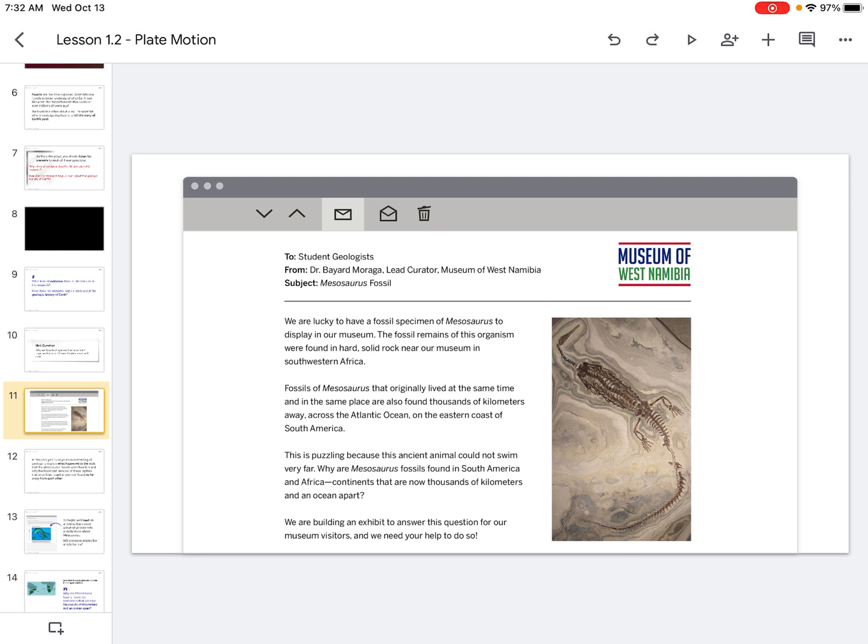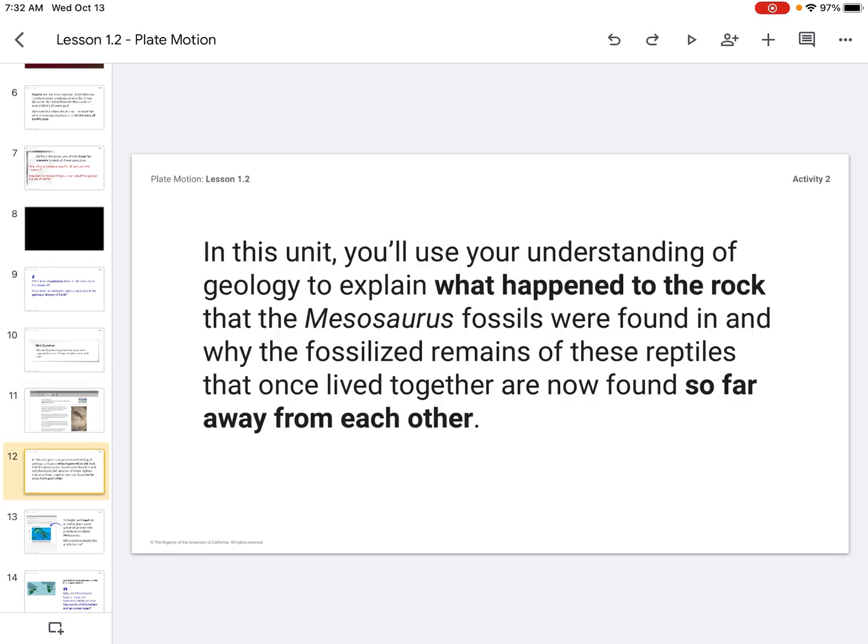So this is our anchor phenomenon. This is what we're going to try and resolve. We're going to dig in and use lots of different things. We've got a computer simulation that we're going to be using later on, and we've got evidence cards and different articles that we're going to read. So we're going to really dig in and see if we can find an answer to this question.